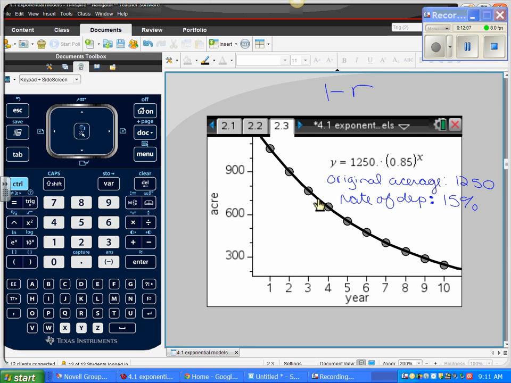Okay, so do you understand how we find the value of depreciation, the rate of depreciation? So it's always, you're either going to subtract it from 1, right? We did 1 minus something was equal to 0.85. So how do we get it?